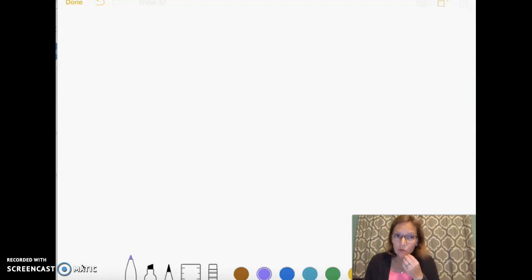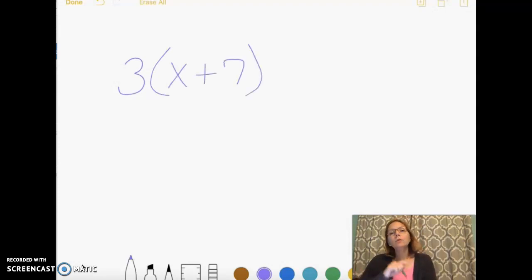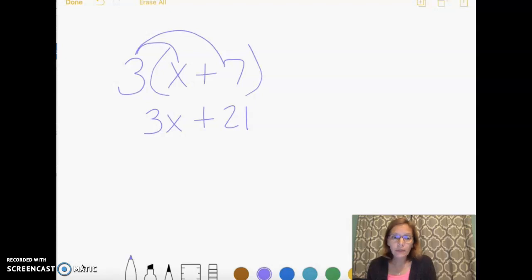The last thing is the distributive property. That's where you have a number on the outside of the parentheses, and you have to distribute it to everything that's on the inside of the parentheses. So 3 times x is 3x, and 3 times 7 is 21. That's all there is to it. Remember, you can also have that number on the outside on the back end of the parentheses. So you could have n minus 8 times 4.